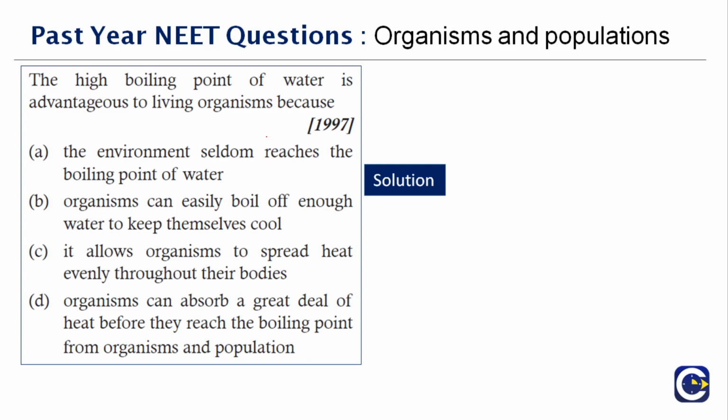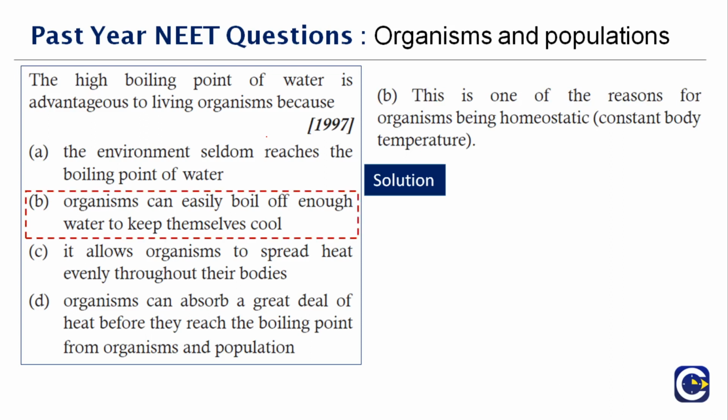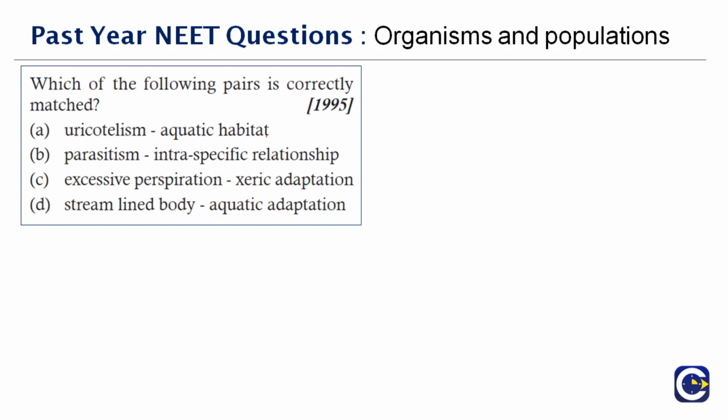See, organisms can easily boil off enough water to keep themselves cool. Okay, so this is one of the reasons why organisms, being homeostatic, are said to have a constant body temperature. Therefore, the correct answer to this question is option B. Okay, next question here.